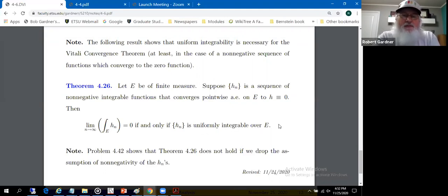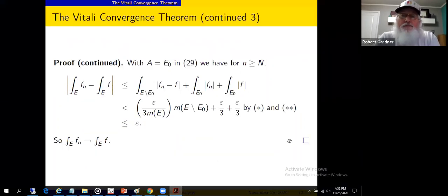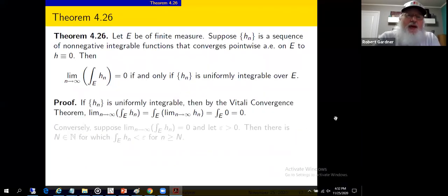So half of this is a piece of cake, half of it is the Vitali convergence theorem. If you have the uniform integrability, the limit of the integrals is the integral of the limit function, and the limit function is the 0 function. So that's where this 0 comes from, Vitali convergence theorem. The other half is if we get the value of this limit to be 0, then we must have uniform integrability. So let's go through a proof of that.